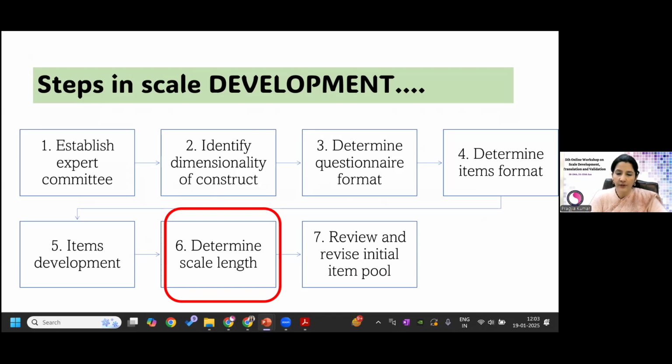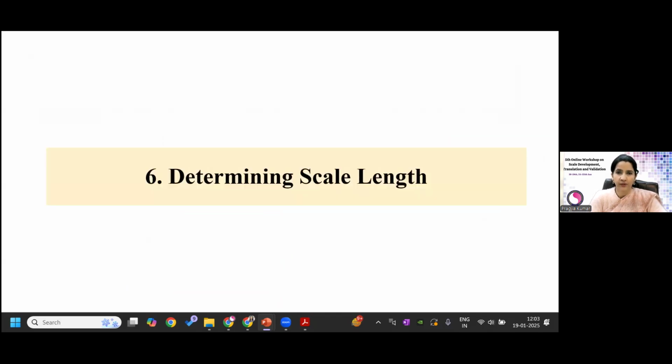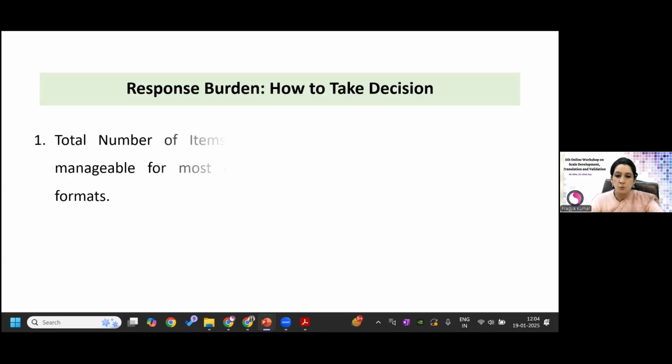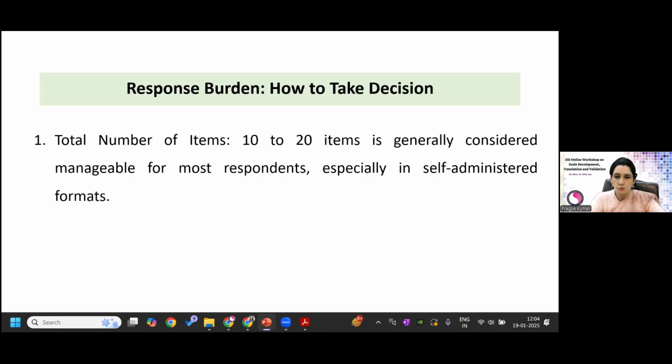So then you have to determine the scale length. Now coming to the scale length, this is a very important topic to decide how many items the questionnaire should have. Generally, you have to think from the perspective of respondents also, and you should weigh the pros and cons of having a too long questionnaire versus too few items, where the reliability and validity will be low. So generally, we say that the total number of items should be 10 to 20.